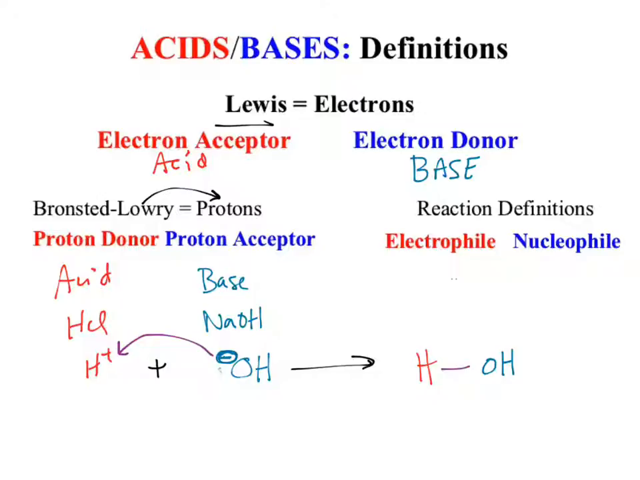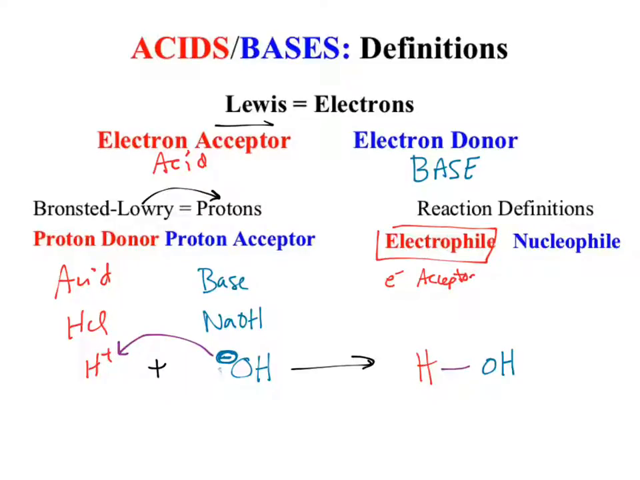The reaction definitions are ultimately the same thing. Okay? They're going to have to go back to the Lewis definition. They can't apply to the Bronsted Lowry. So if they apply to the Bronsted Lowry, then they're the same thing. So an electrophile is really just an electron acceptor, which is a Lewis acid.